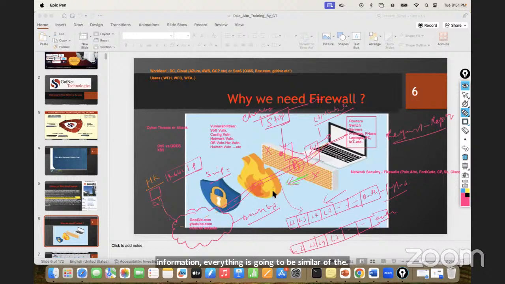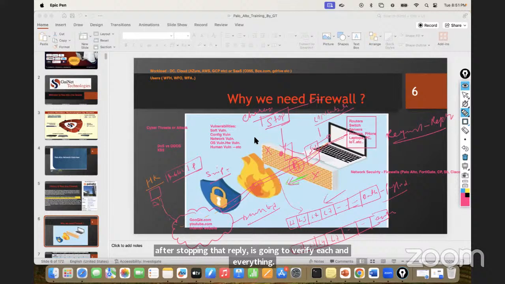So if I'm getting the reply now, my reply is going to be received by the Palo Alto Firewall, and that reply is also going to be stopped. Hey, come, stop here first. And after stopping, that reply is going to be verified for each and everything. What is your MAC address? What is your IP address? What is your application? What kind of data?